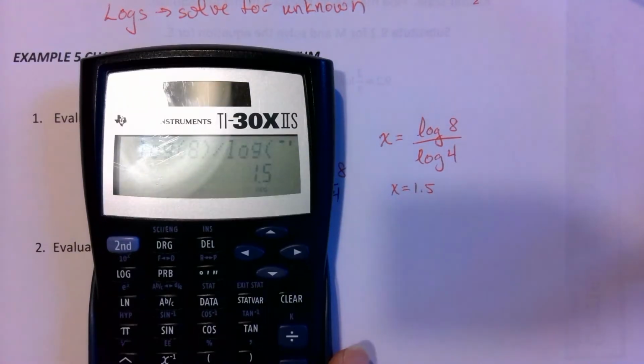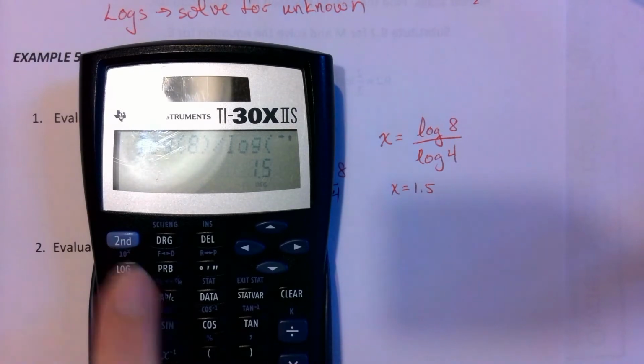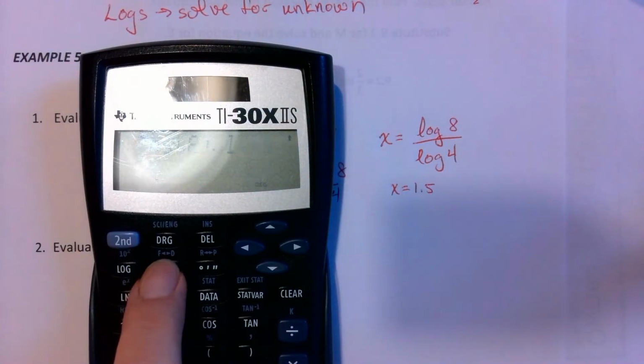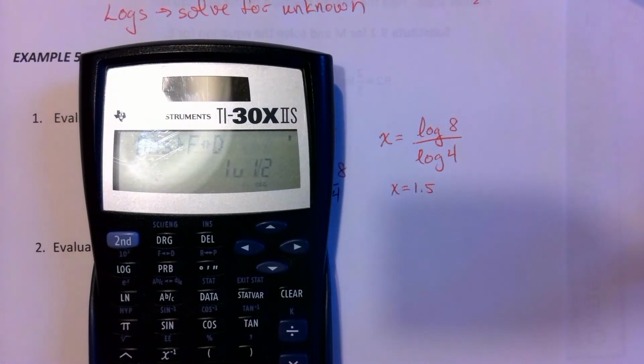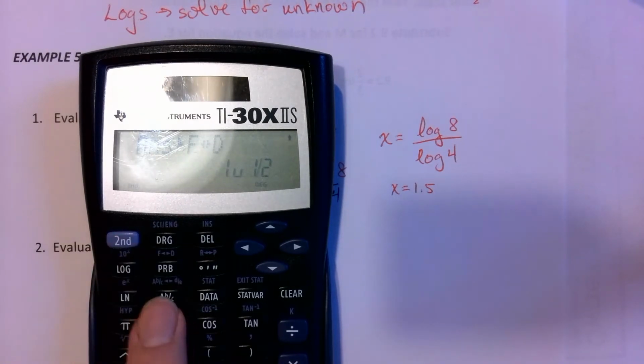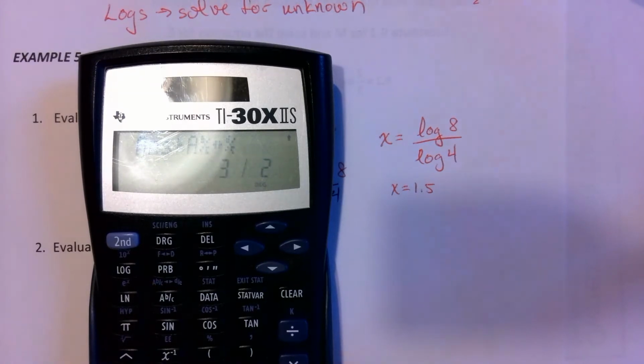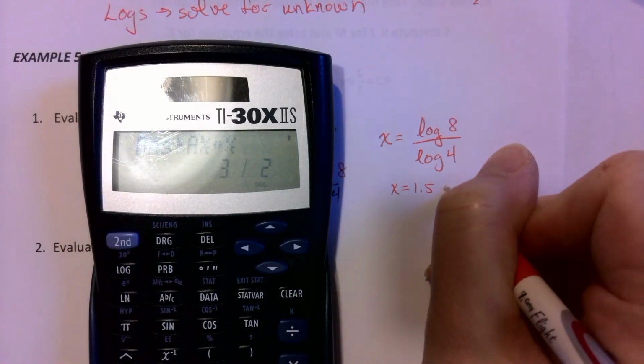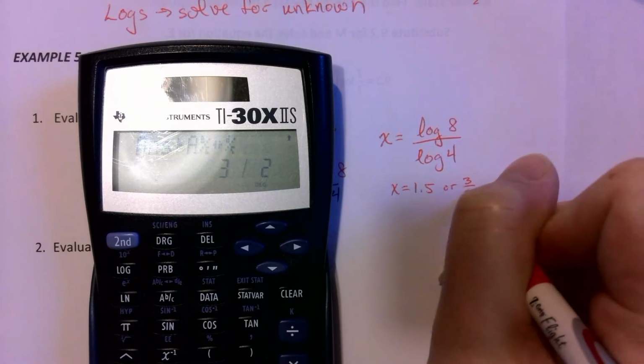We should be able to convert that to 3/2, but just in case, your second function, fraction to decimal, would turn that into a mixed number. And then I can take my second function and I have my mixed number to improper and hit enter, and there is my 3/2. So 1.5, or 3/2. And that is what we get.